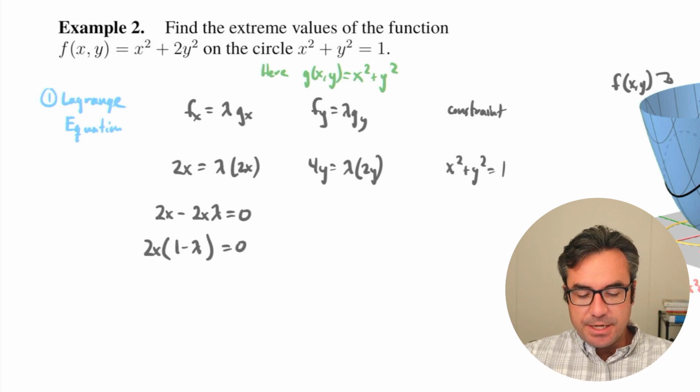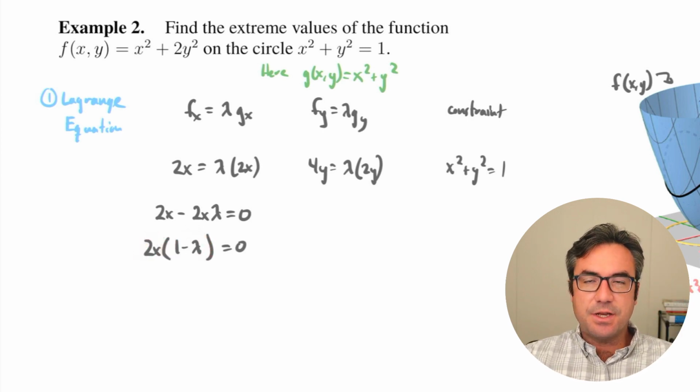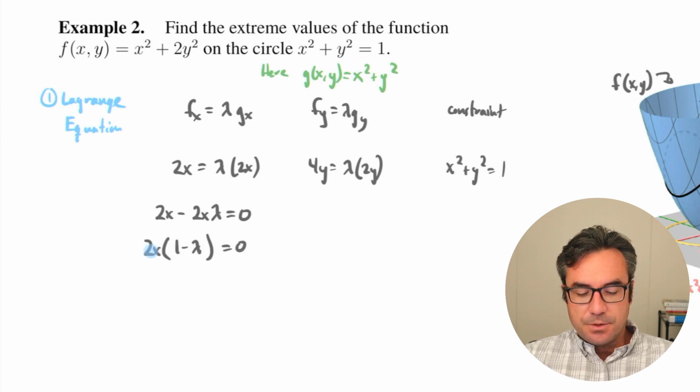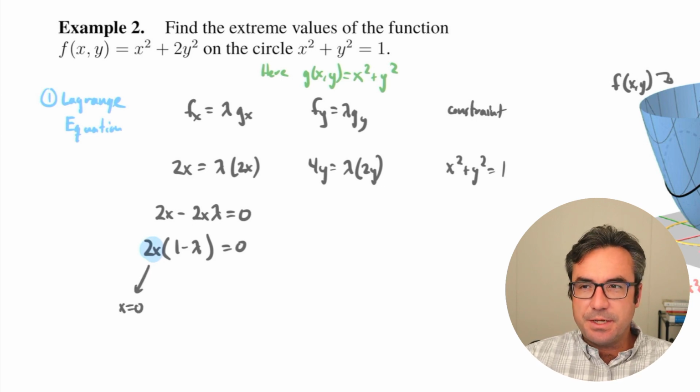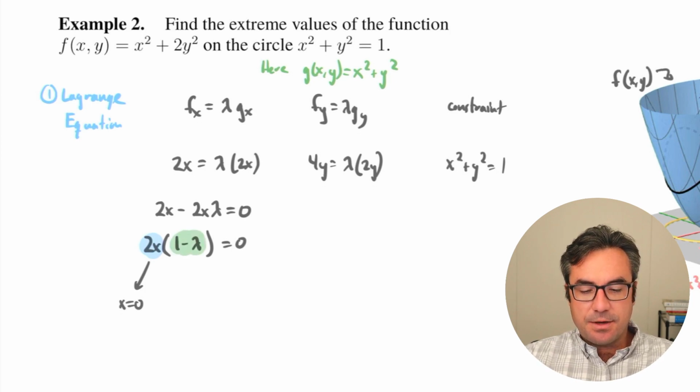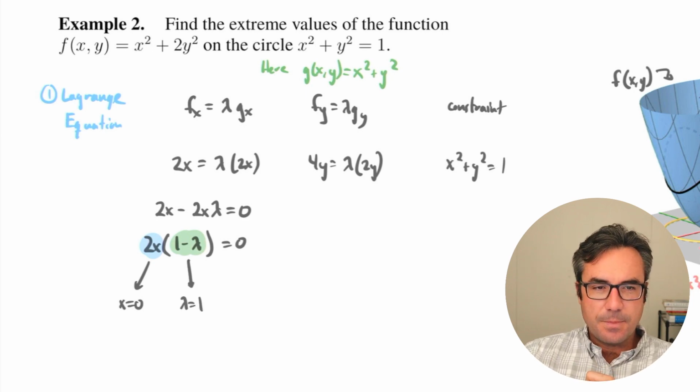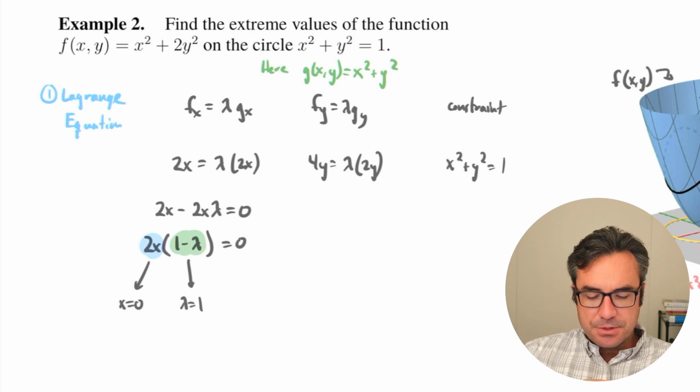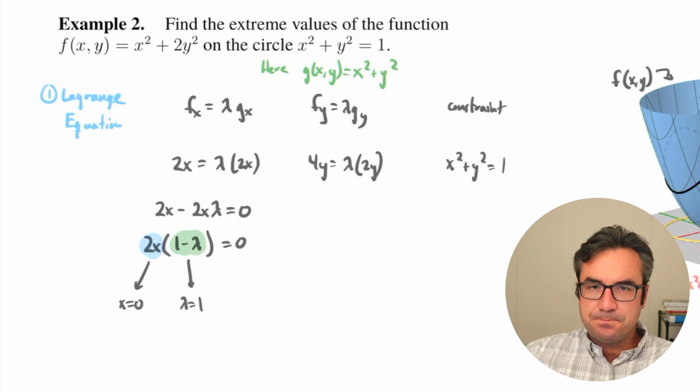And then essentially each of these factors gives us a possible solution. So the 2x factor here gives us x equal to 0 if we set that equal to 0 and keep solving. And if we look at the 1 minus lambda factor, set that equal to 0 and keep solving, we get lambda equal to 1. Okay, so that's what we get from our first equation.